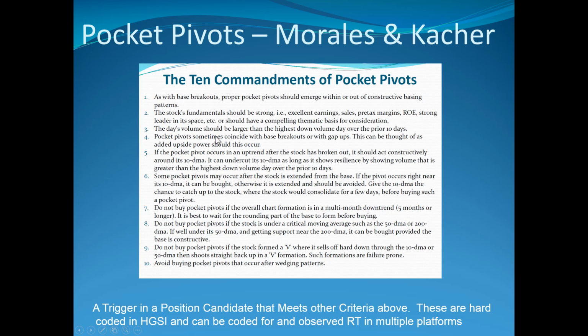The day's volume should be larger than the highest down. If it's a pocket pivot up, today's volume should be larger than the highest down volume over the prior 10 days. So you're seeing an unusual volume, at least over the last 10 days, and it's signifying to me momentum perhaps coming in. And you want to see it act constructively around the 10-day moving average. I refer you to their books. They are outstanding, or to their website, Gilmore Report or Virtue of Selfish Investing, where they have a number of educational endeavors, including live webinars.